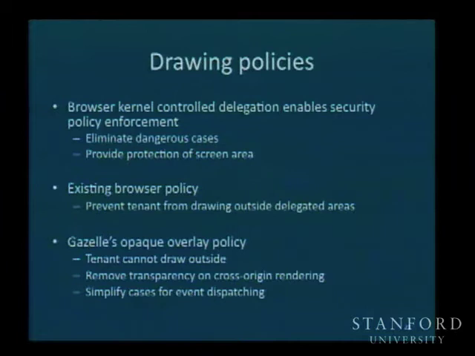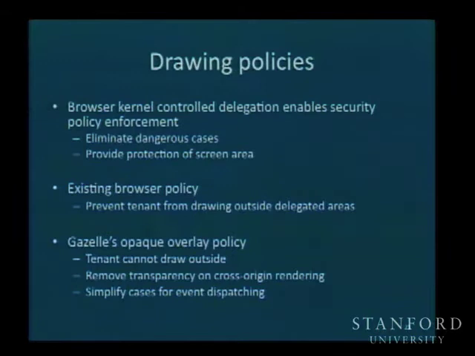So we want to eliminate dangerous cases and provide some sort of protection for the screen area that's being rendered by Gazelle. The existing browser policy is basically that a tenant can't draw outside of its region. Gazelle's policy, which we called the opaque overlay policy, includes that part where the tenant can't draw outside. But we also remove transparency on cross-origin rendering. This decision simplifies how we do event dispatching, because we don't have to guess at the intention of users.